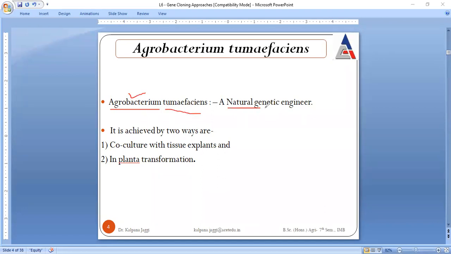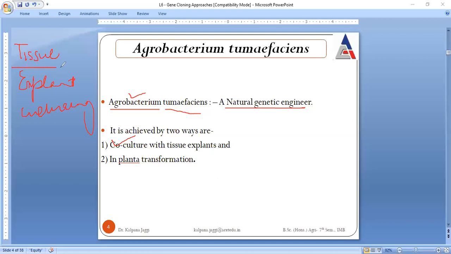So it is a natural genetic engineer, and when it is used for the transfer of genes, it is achieved in two ways. Before I go to this point, I would like to make you familiar with tissue, then what is meant by explant, right? And then what is culturing.